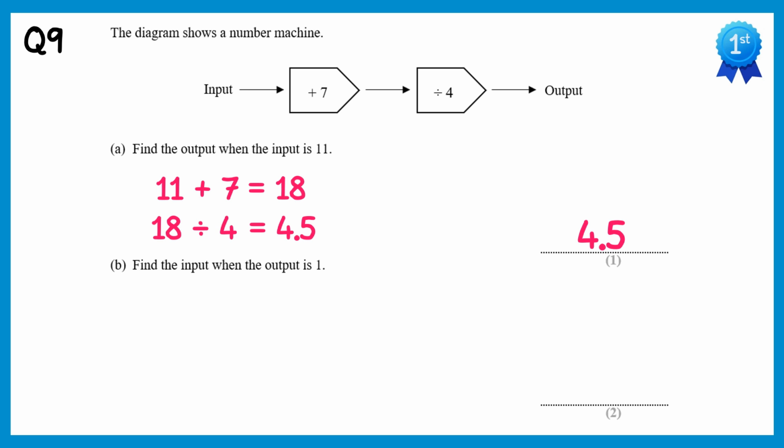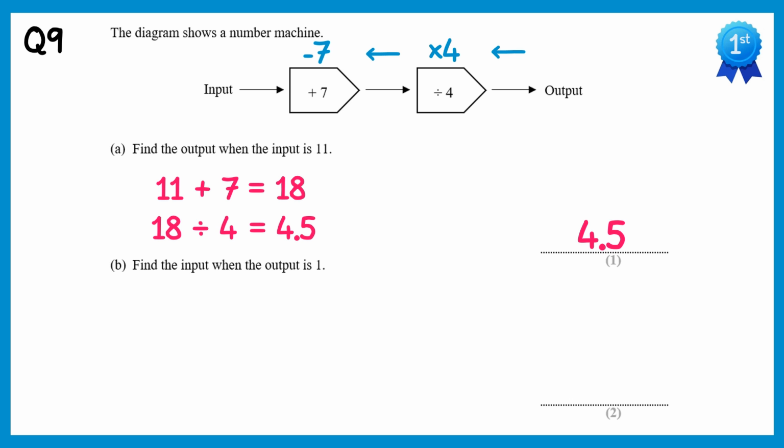We're asked to find the input if the output is 1, so we're actually going to go backwards through the number machine. If you start at the output and go backwards through the number machine, the first thing you'll get to is this divide by 4. Now we need to do the inverse of that, which is actually multiply by 4.